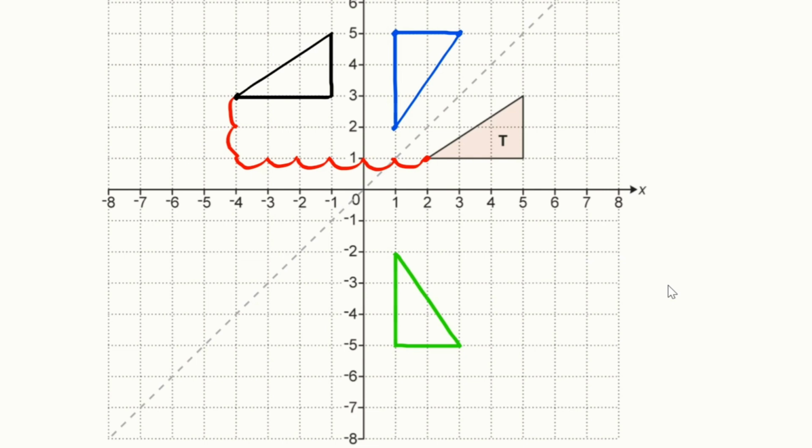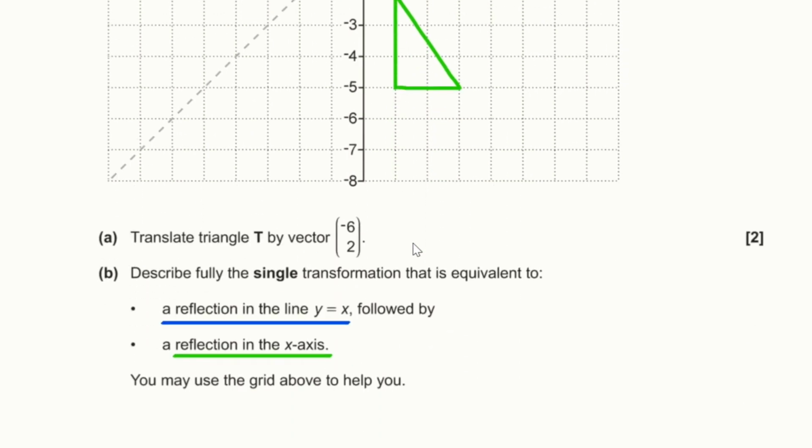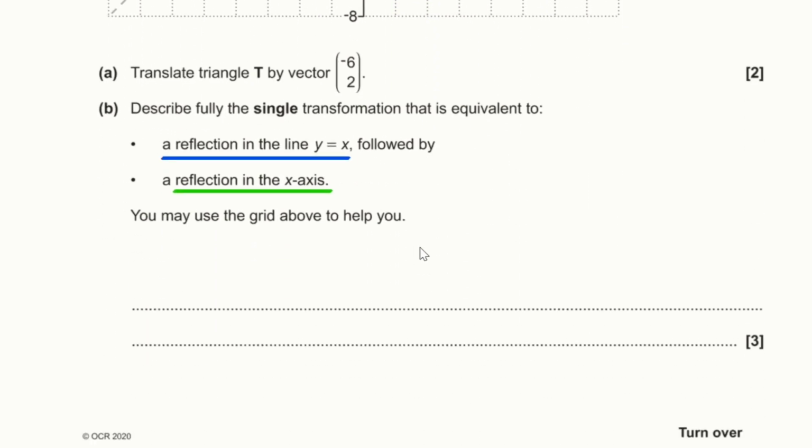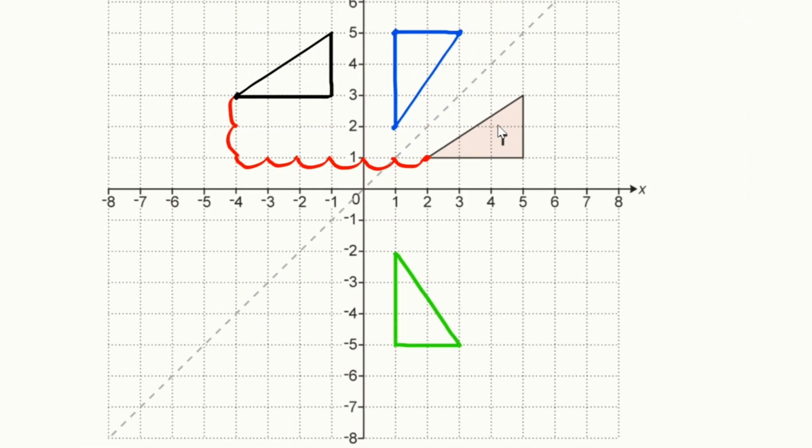So what we are questioning is, how do I go from this to this over here? Well, what this is the same as is a rotation 90 degrees clockwise about the origin. As we see here, this is moving 90 degrees to this point, and this is moving 90 degrees to this, and then so on and so forth.